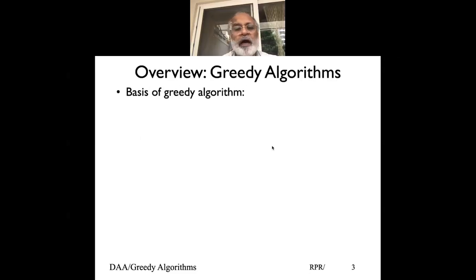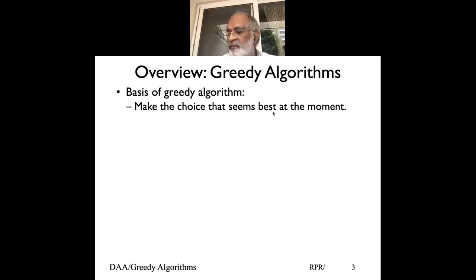So primarily, how does my greedy algorithm work? It basically says make the choice which is best at the moment. And let me give you a basic example there.